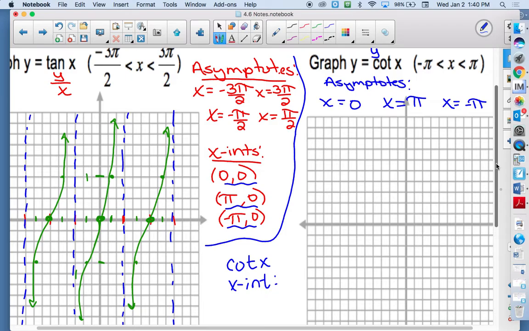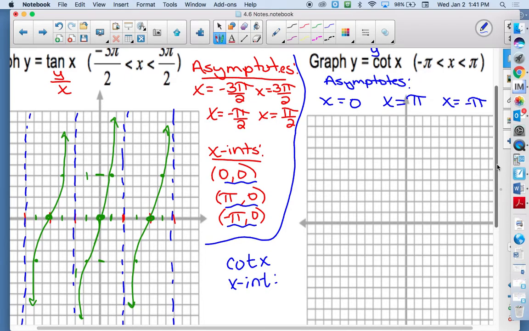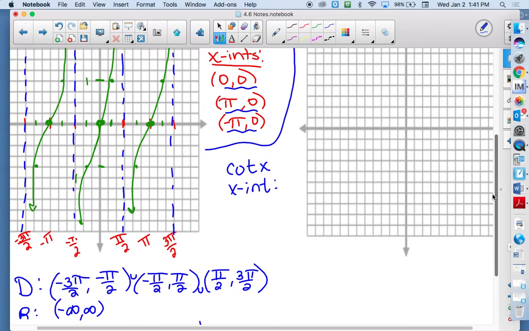Using that same kind of thought process, if there's an asymptote, now it's an x-intercept because they're reciprocals. They're opposites. So we only have to go from negative pi to positive pi. So we would have an x-intercept now at negative pi over 2. We would have an x-intercept at positive pi over 2.